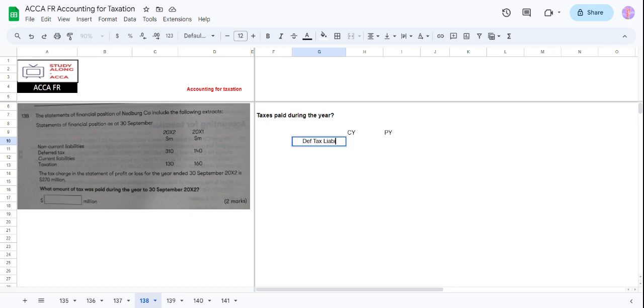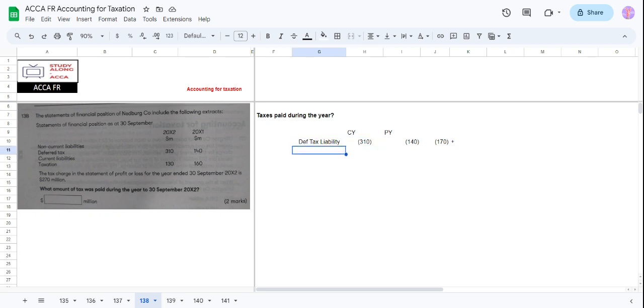We had deferred tax liability, because it is in the non-current liability section. Now we have 310 million. Previous year we had 140. So it has increased by 170. This is the increase in DTL. You would see it in minus actually. So earlier we had 140 million of liability.